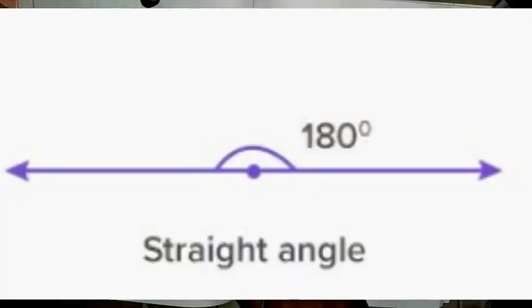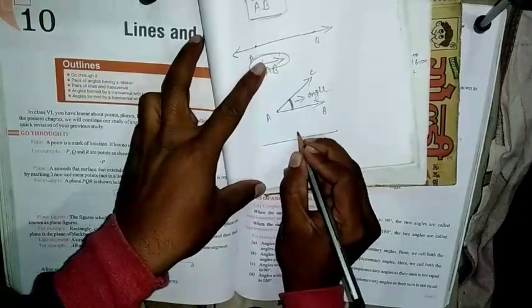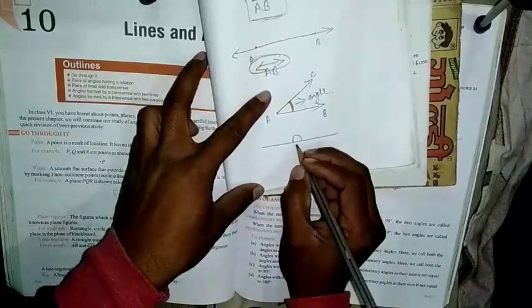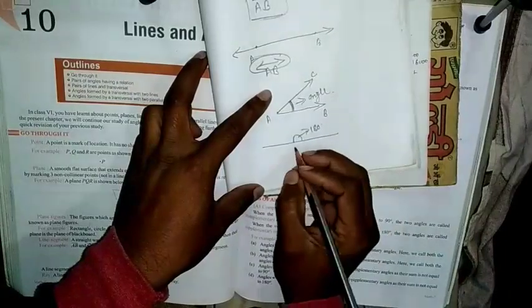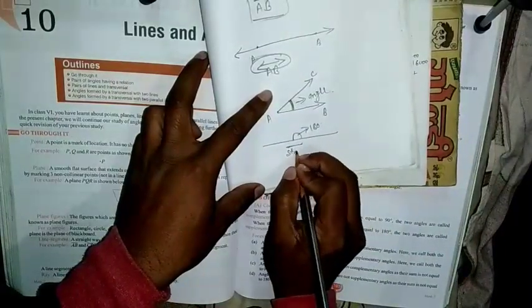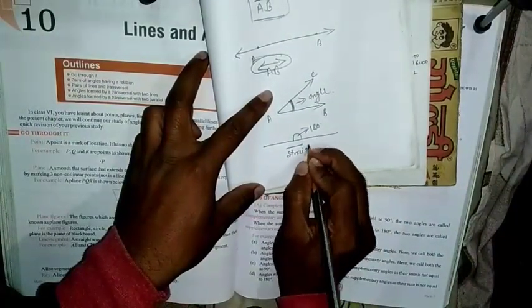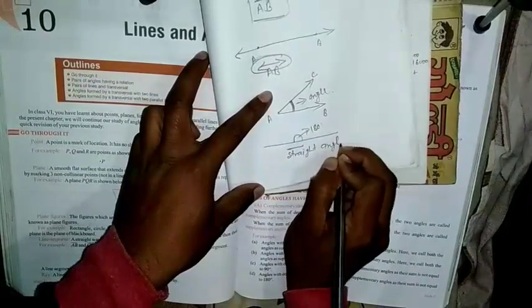Then the next angle is the straight angle. When the angle makes a straight line, that type of angle is known as a straight angle. Like this is a straight angle, because this angle is 180 degrees. So what is the name of this angle? This angle is named a straight angle. Understand?